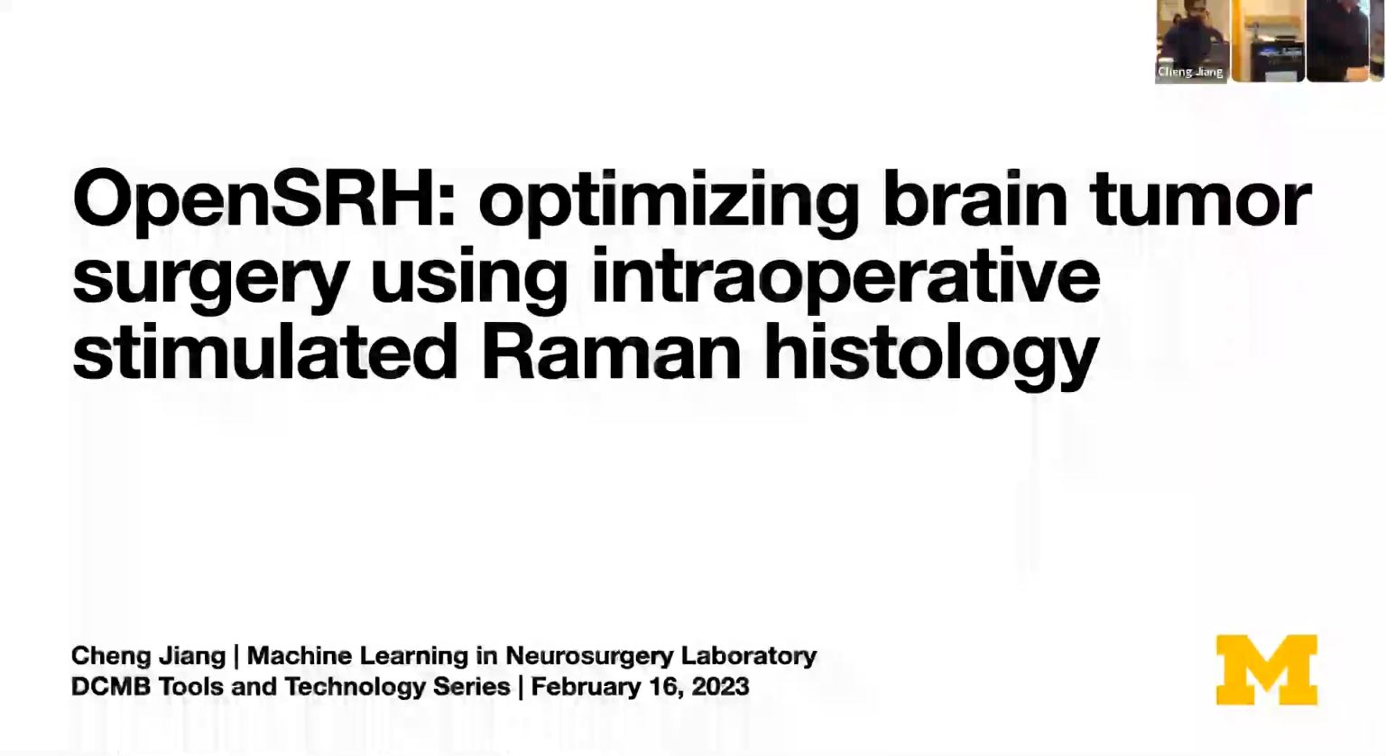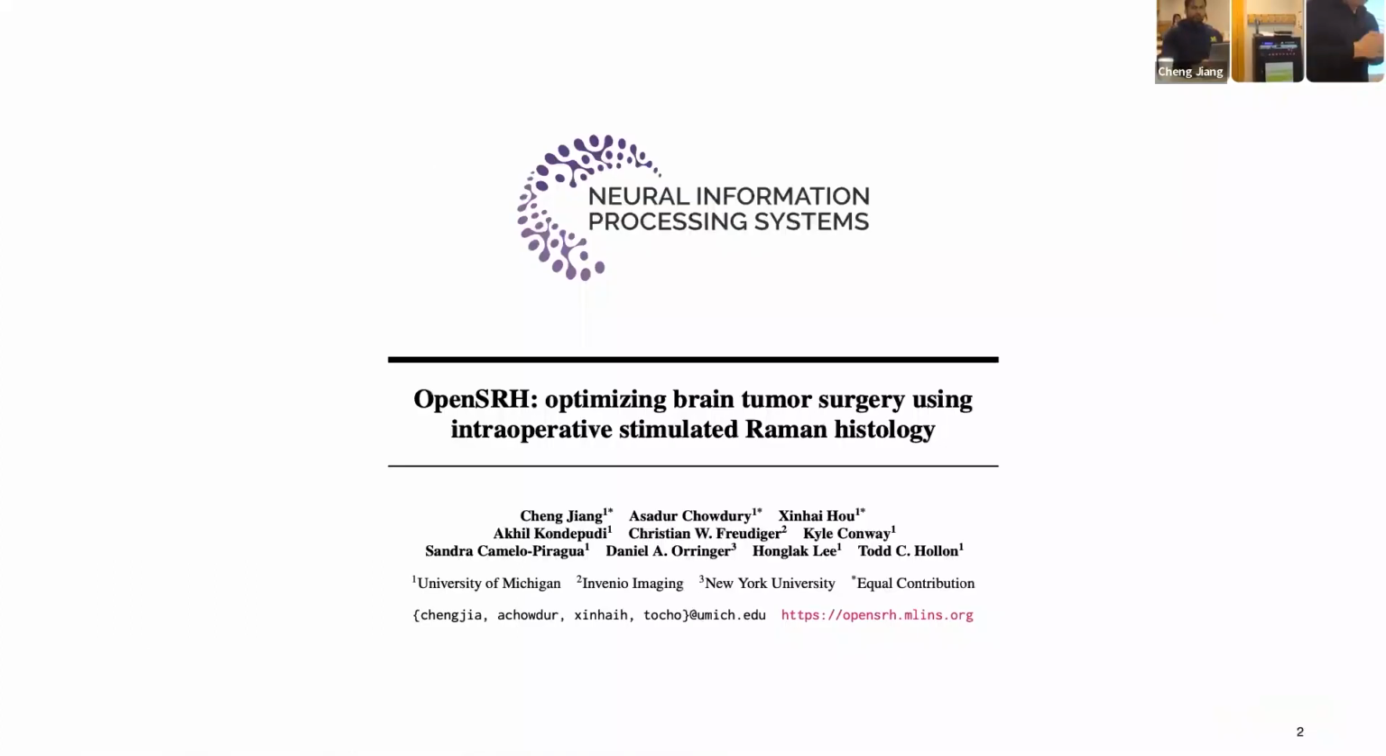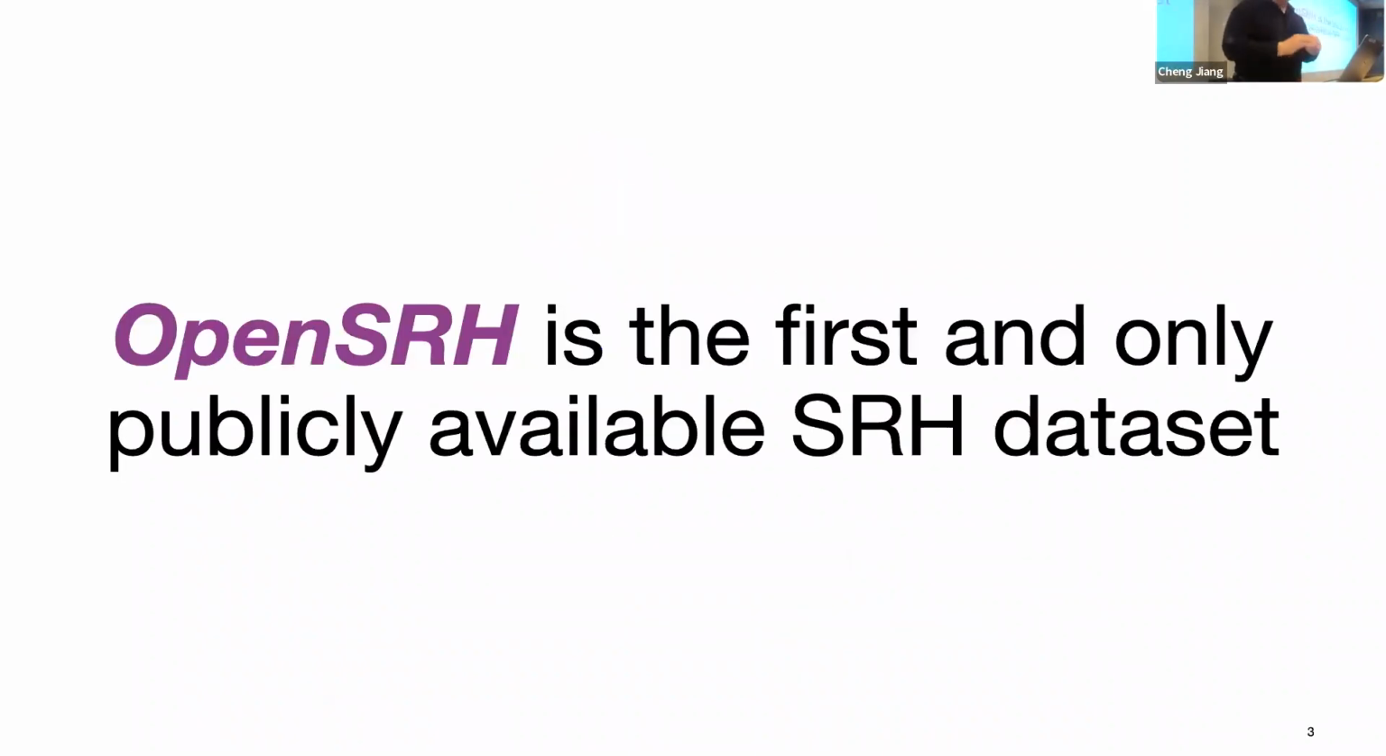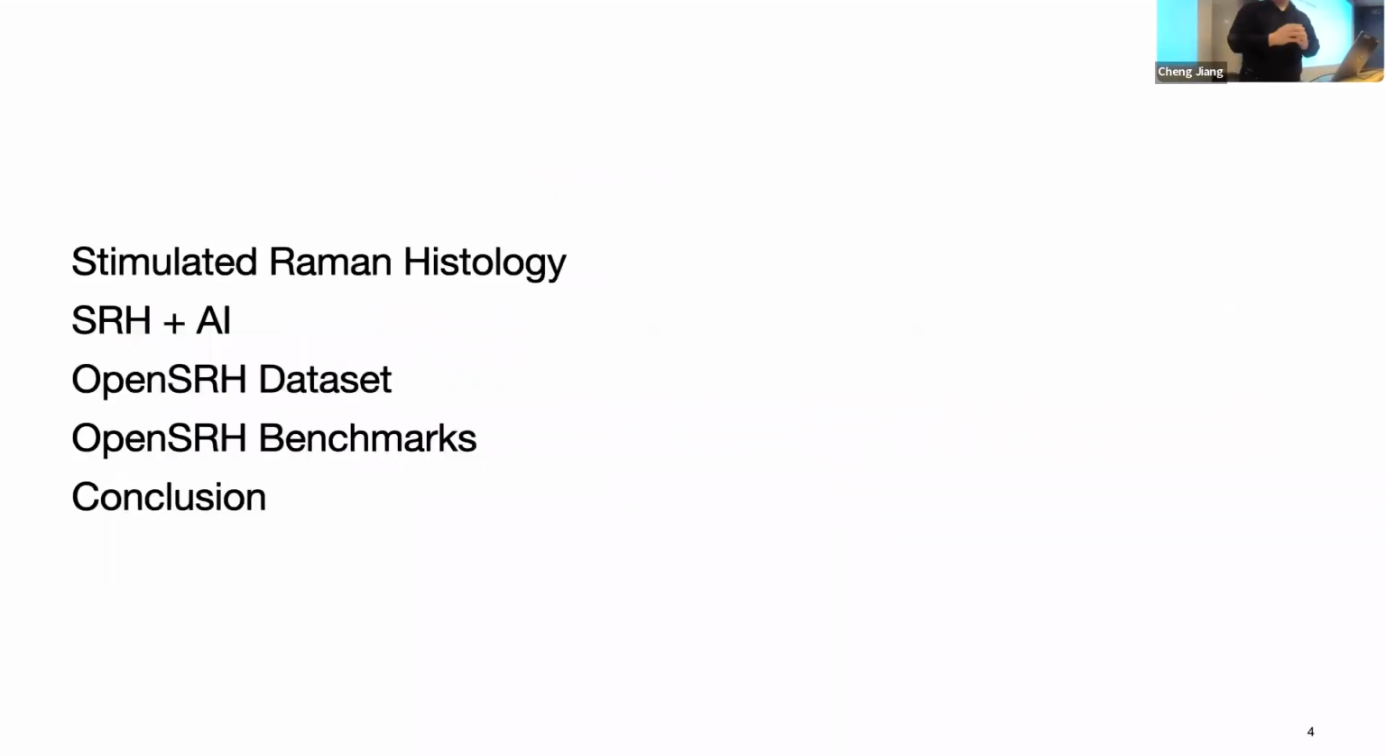Hello, everyone. Today I'm going to talk about OpenSRH, which is our paper that was in NeurIPS Datasets and Benchmark track in 2022. Right. So in one sentence summary of what I'm talking about, OpenSRH is the first and only publicly available SRH dataset that's out there. Right.